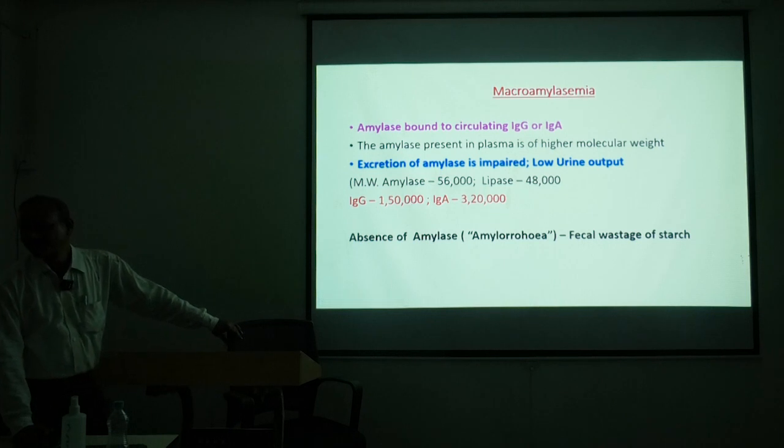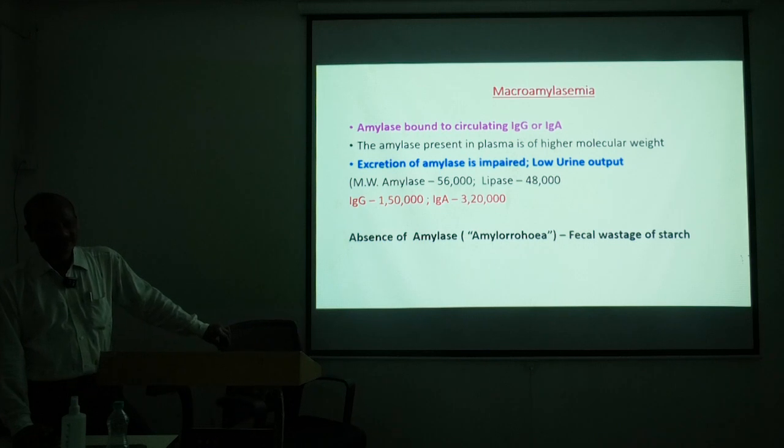Can you remember? It will not be able to get filtered. So amylase is there in the system, and that amylase is bound. Normally, even albumin, which has a molecular weight of 67,000, hardly gets filtered. We get a very micro amount of albumin filtered by the kidney, but this is a huge molecular weight and that gets combined, and that is called macroamylasemia. So excretion of amylase is impaired, and normally amylase is excreted through the urine.